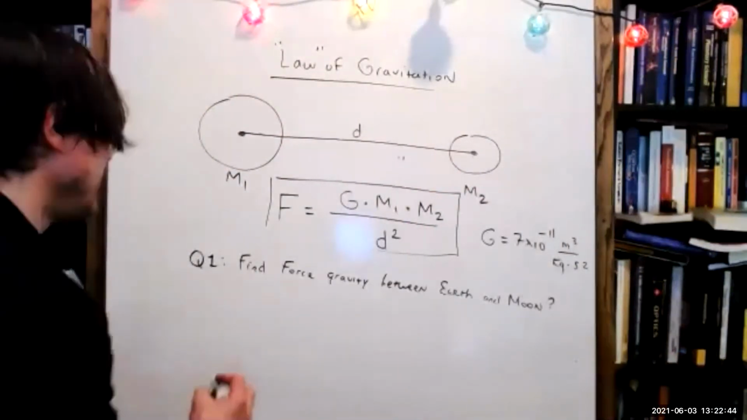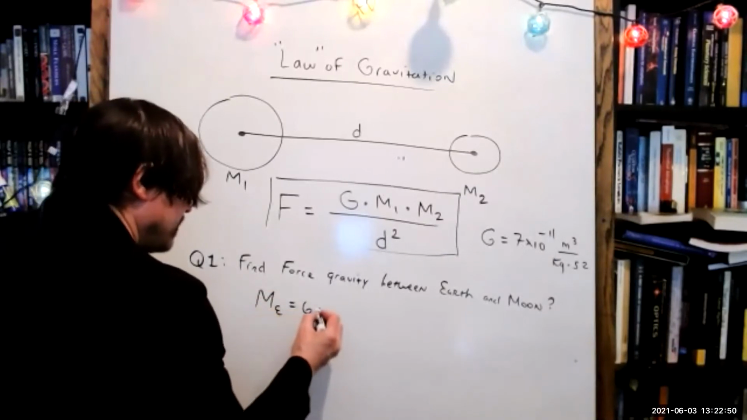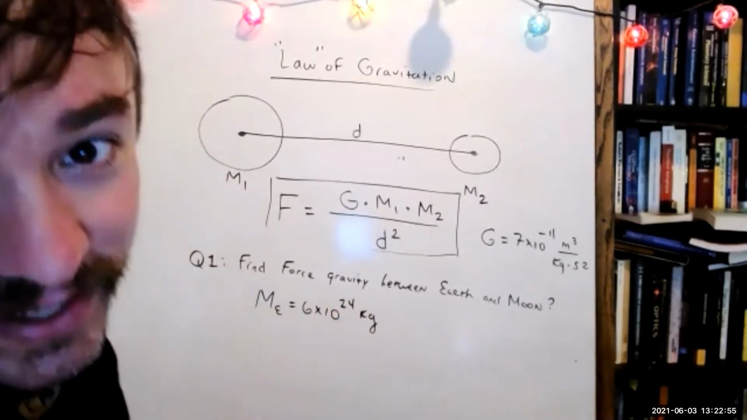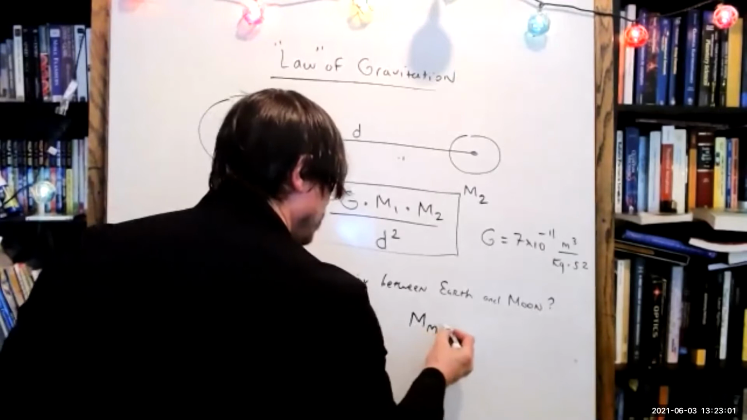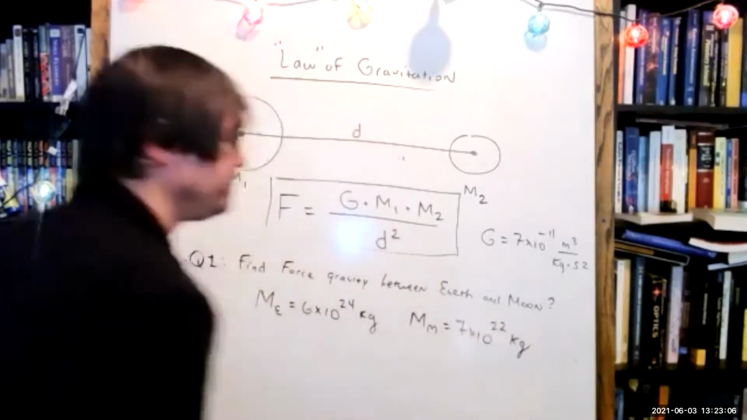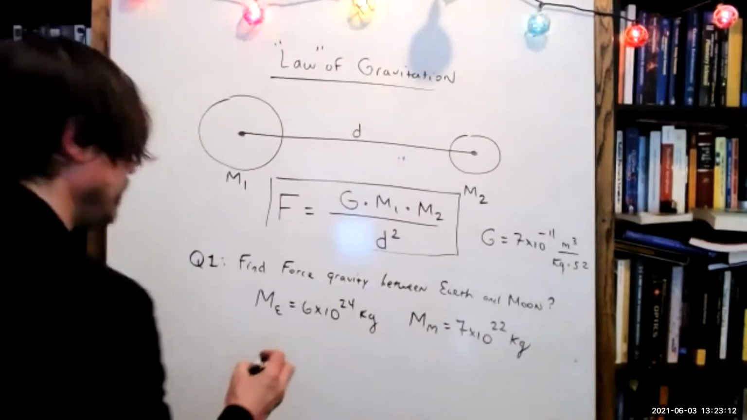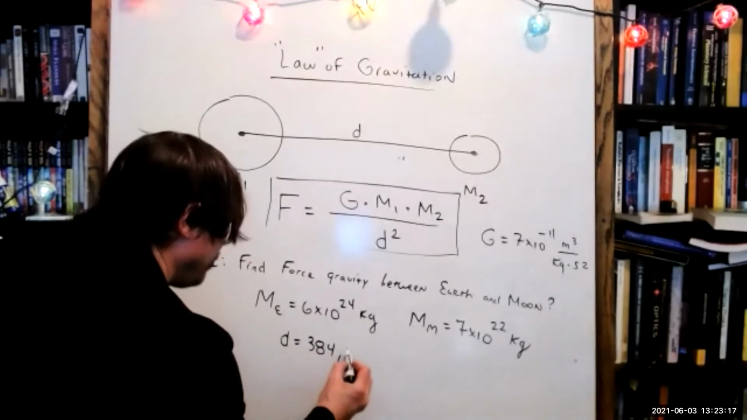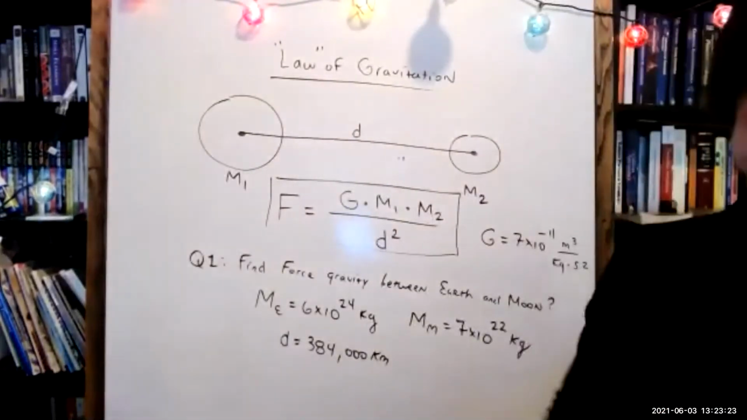It never changes. However, now we're dealing with particular masses. The mass of Earth is 6 times 10 to the 24 kilograms. Thank you, Henry Cavendish. Okay. The mass of the moon is 7 times 10 to the 22 kilograms. I don't know who first measured that, but I have thought about how they did it. And the distance from Earth to moon is 384,000 kilometers.